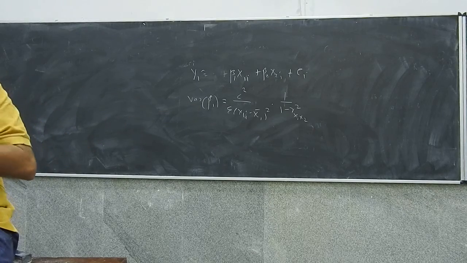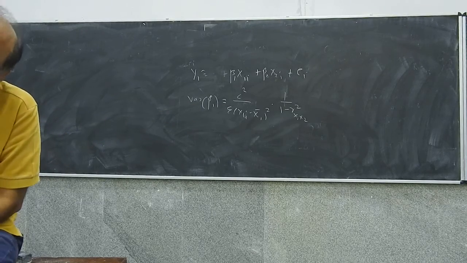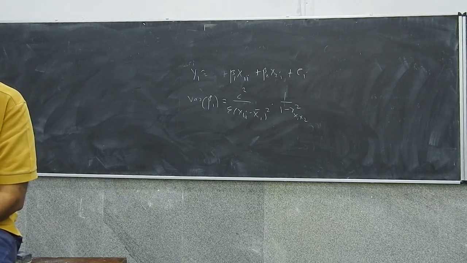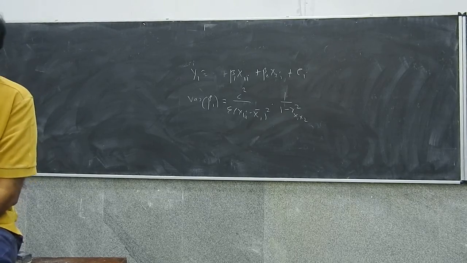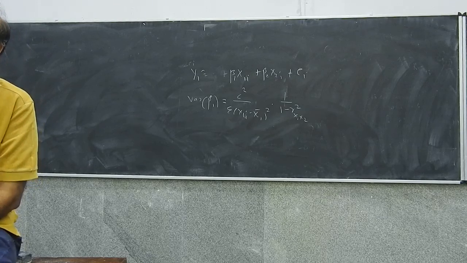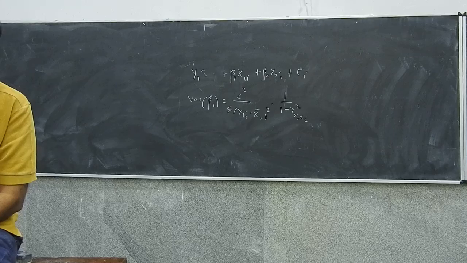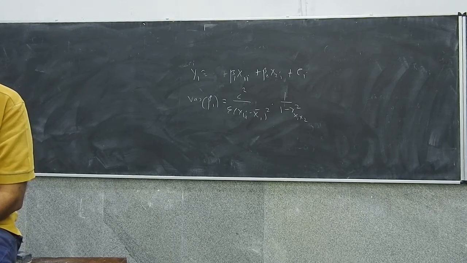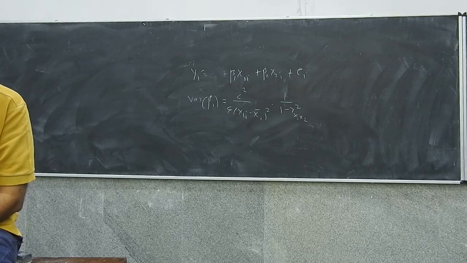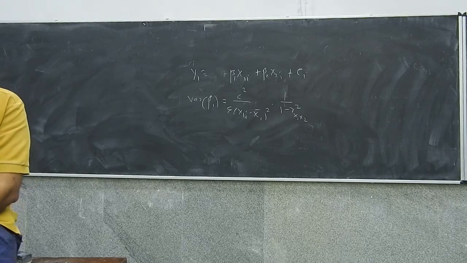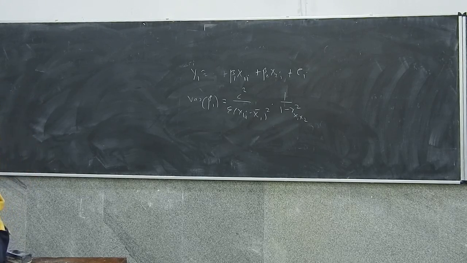So if you include a variable in the regression model which is correlated with variables which have already been included in the regression model, what might happen is the coefficients of the previously included variables might become statistically insignificant. The t-values might become small. The standard errors might actually go up, right? But then should you include such a variable or should you not include such a variable?